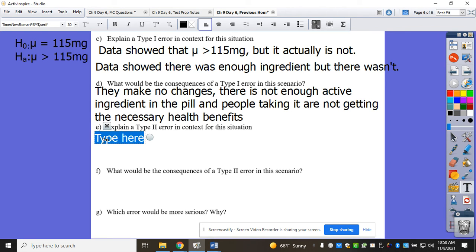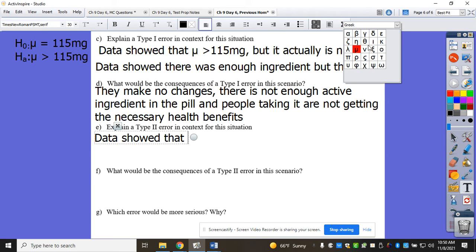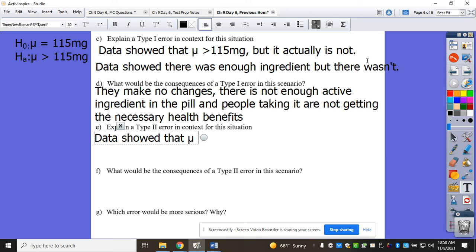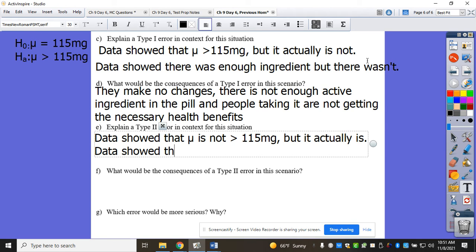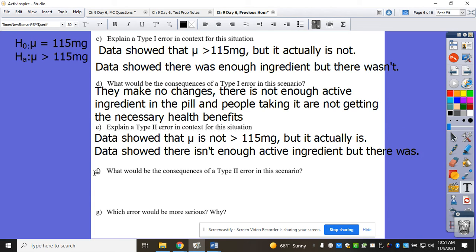So in a type 2 error, data showed what? Not greater than 150, something like that. If I wanted to put that in layman terms, data showed the drug, there isn't enough drug. There actually was. So what would be the consequence here?